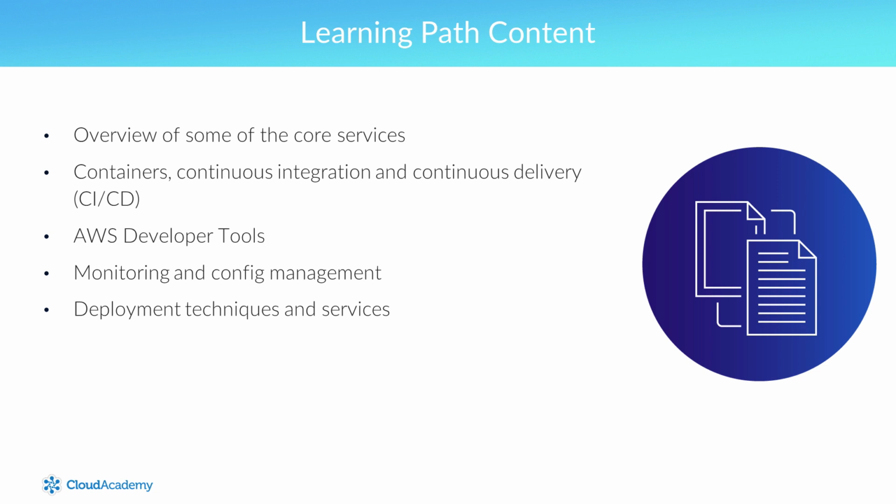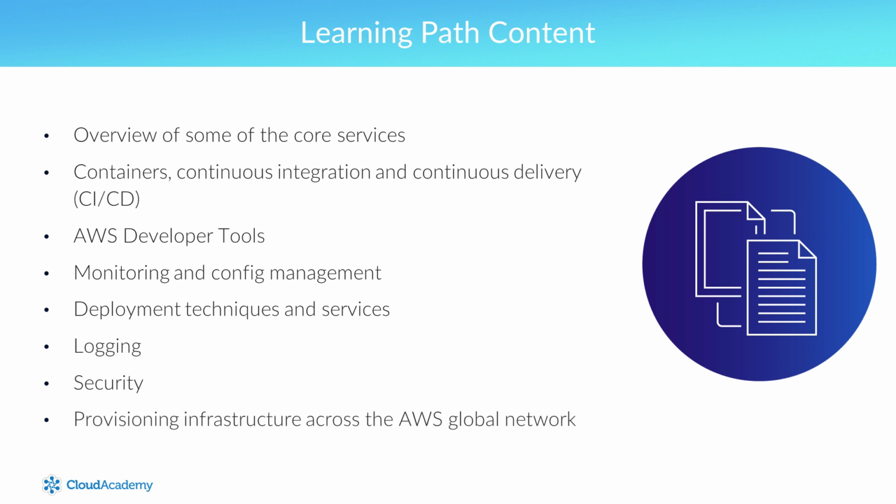Following this section, the focus moves on to logging and how you can use different services to provide log management infrastructure to ingest data for analysis and inspection. Following logs, security is then targeted, providing an overview of some of the key security controls and methods to help protect your environment. Lastly, the content looks at provisioning infrastructure across the AWS global network to satisfy high availability and resiliency, as well as distributed backup and DR possibilities.